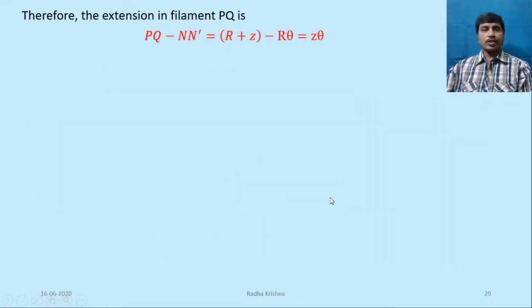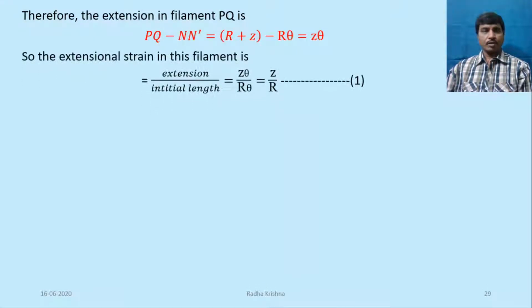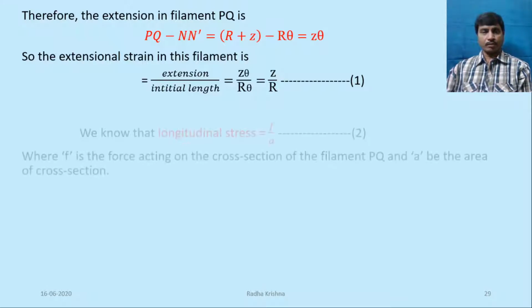Therefore, the extension in the filament PQ is PQ minus N dash, which is equal to (R plus Z) theta minus R theta, that is equal to Z theta. So, the extension strain or longitudinal strain in this filament is equal to extension by initial length, that is equal to Z theta by R theta, that is equal to Z by R.